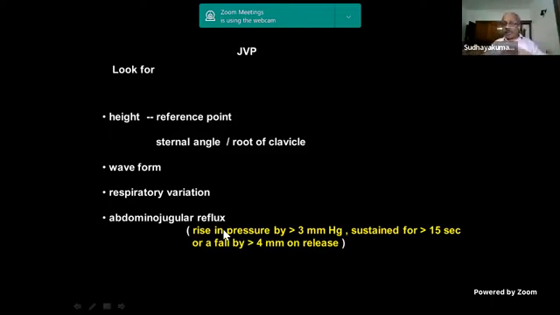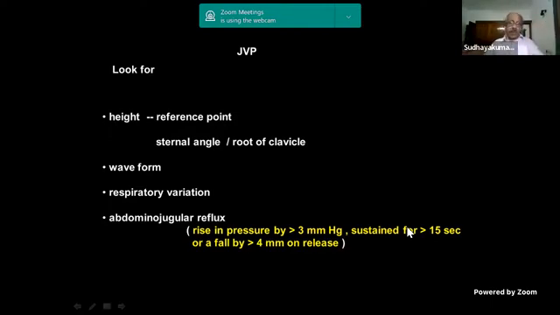Okay, now how is it done? This is the question which is asked. A rise in pressure by more than 3 millimeters, and it should be sustained for 10 to 15 seconds. The time factor is variable, but in general it is 10 to 15 seconds of compression, and it rises by 3 millimeters, or on releasing, it falls by more than 4 millimeters. That is the abdominojugular reflex. It is positive, or sustained elevation, in right ventricular dysfunction, and second, tricuspid obstruction. And in left heart failure, this correlates with the pulmonary capillary wedge pressure also.